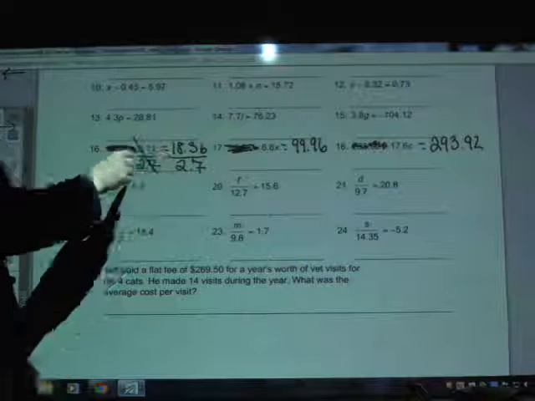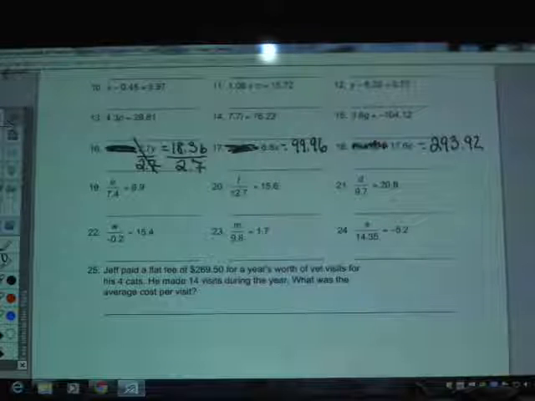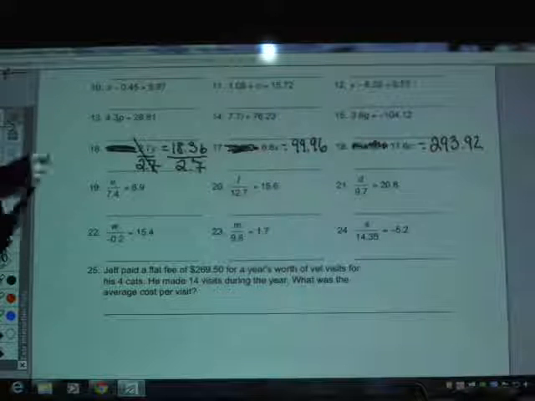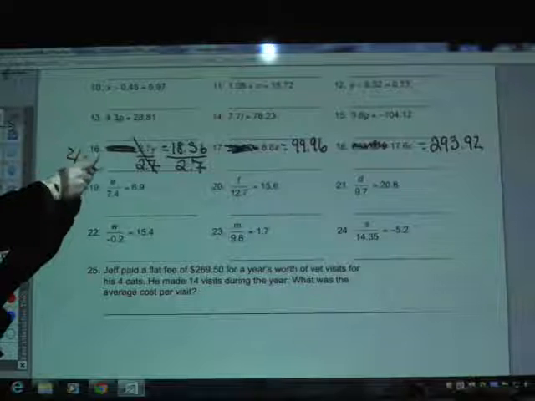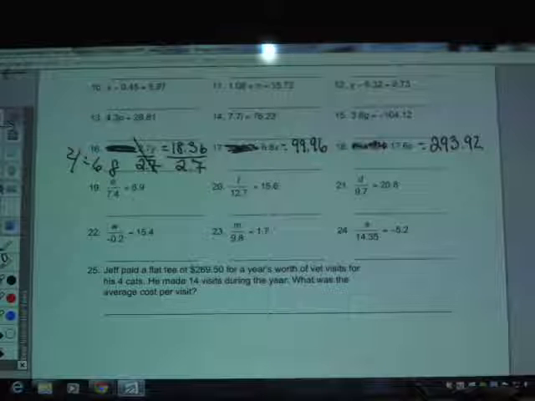And so 18.36 divided by 2.7, that's going to give me 6.8. All right, 17. 6.8x equals 99.96.